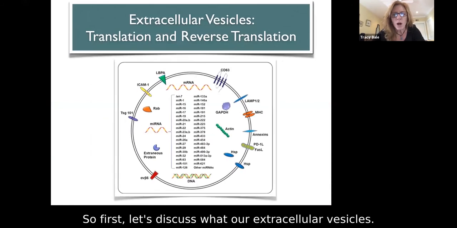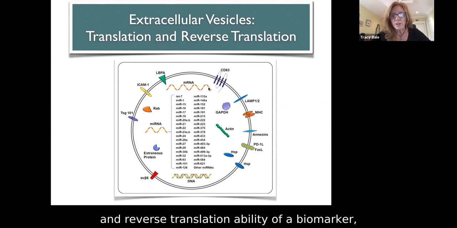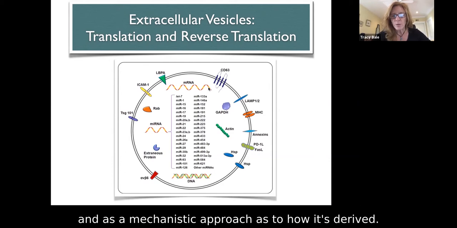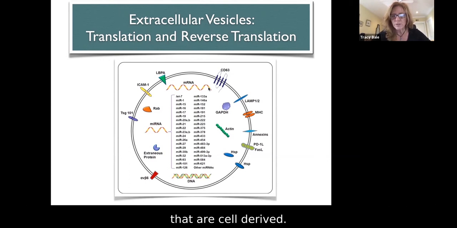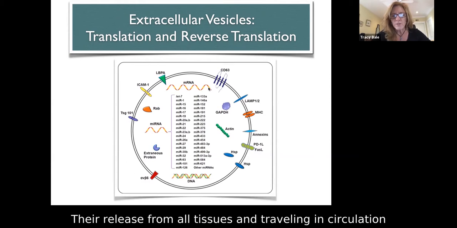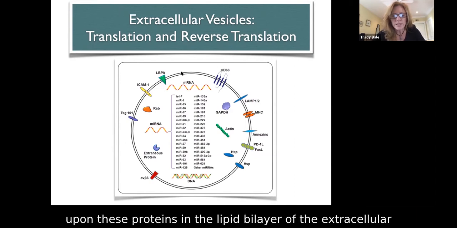So first, let's discuss what are extracellular vesicles. In order to first discuss the translation and reverse translatability of a biomarker, we first have to understand what this biomarker is and its mechanistic approach as to how it's derived. So extracellular vesicles are lipid bilayer particles that are cell-derived. They travel in circulation from most tissues in all mammals. Their release from all tissues and traveling in circulation has some order of specificity to it, largely dependent upon the proteins in the lipid bilayer of the extracellular vesicles.